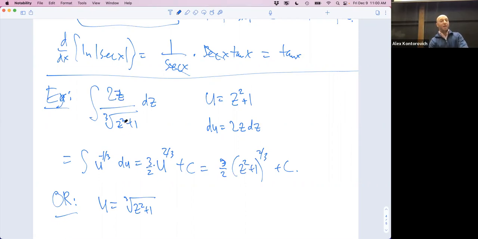But if you had tried to take the whole denominator for u, let's see if we can work it out that way. Then du would be z squared plus 1 to the 1/3, to the minus 2/3, with a factor of 1/3 coming down. Chain rule, 2z dz.